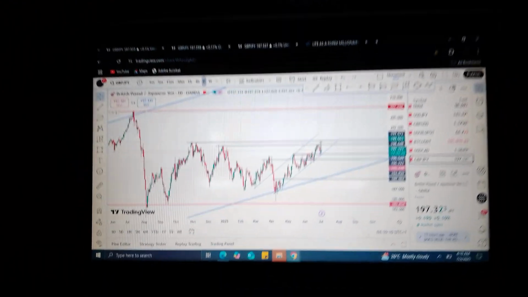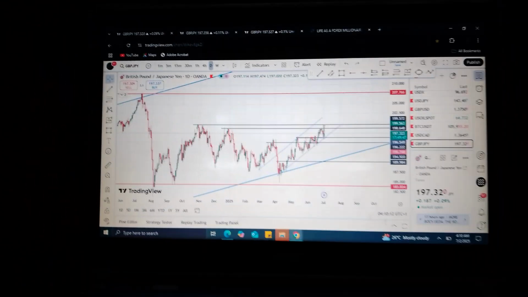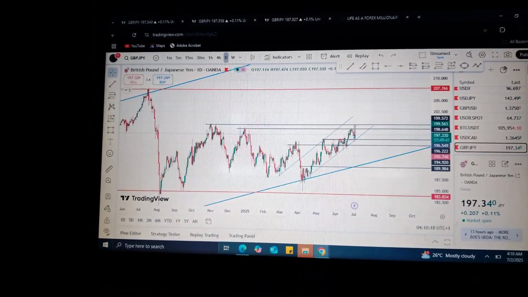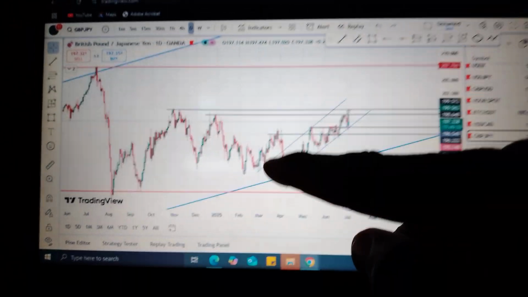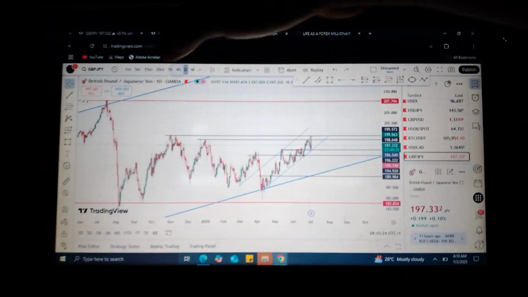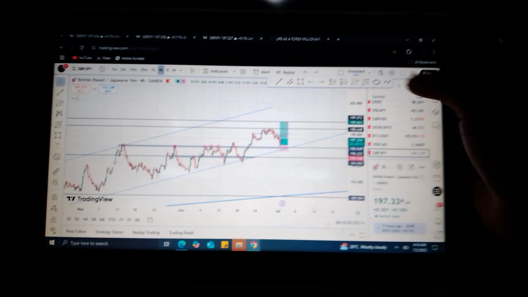I wanted to show you my analysis on all the pairs and the trades I've taken so far this week. So this is GBPJPY. You can see clearly, this is the daily time frame. You can see we are on a good uptrend. Then we go to the 4 hour.